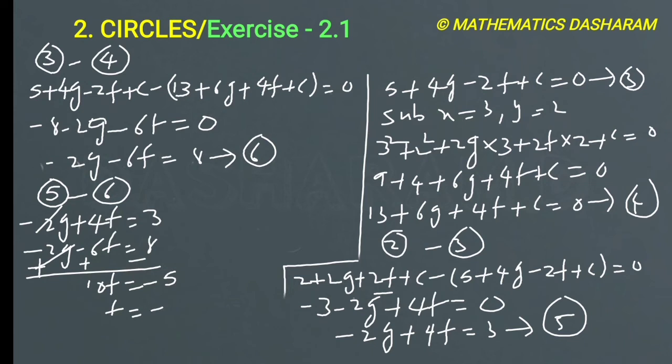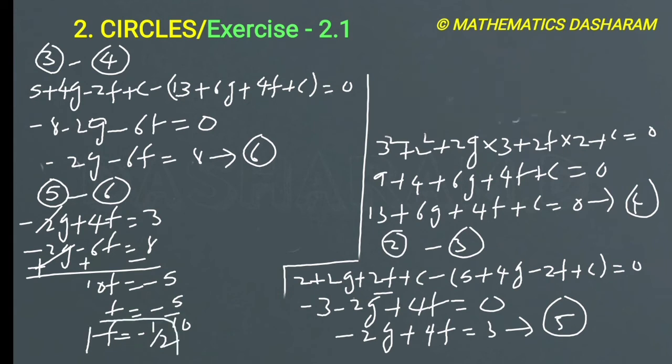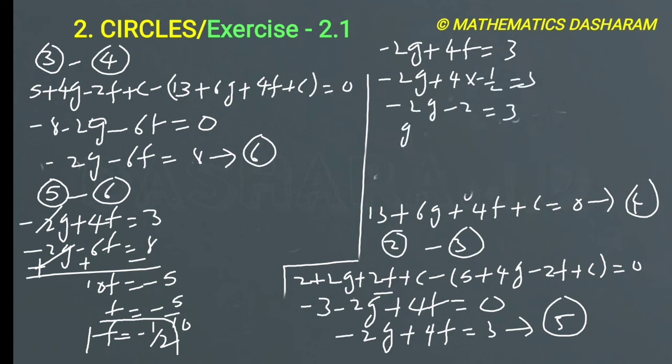So f equals to minus 5 by 10. So f equals to minus 1 by 2. Now substitute f equals to minus 1 by 2 either in equation 5 or in equation 6. So equation 5 is minus 2g plus 4f equals to 3. So minus 2g plus 4 into f value, minus 1 by 2, equals to 3. Then g equals to minus 5 by 2.